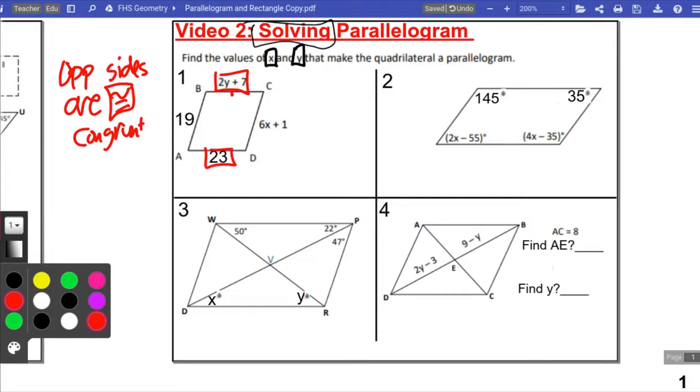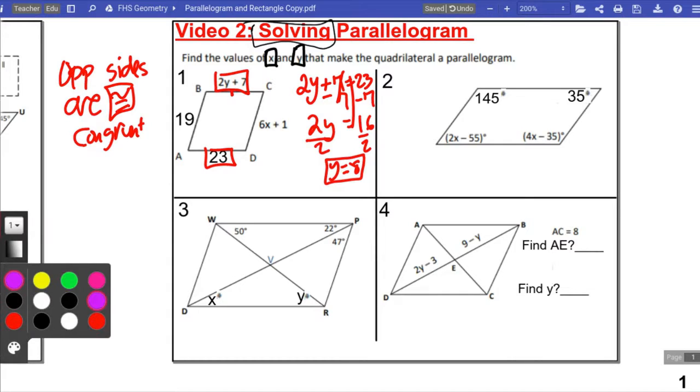So let's do our math over here. I'm going to write 2y plus 7 equals 23, and I'm going to solve this. First thing you would do is subtract 7 on both sides. It goes away over here. We have 2y equals. What is 23 minus 7? It equals 16. Got it. So now, what do we do next? You divide by 2 on both sides, you get y equals 8. So I have my value of 8. Great, that's a good job.